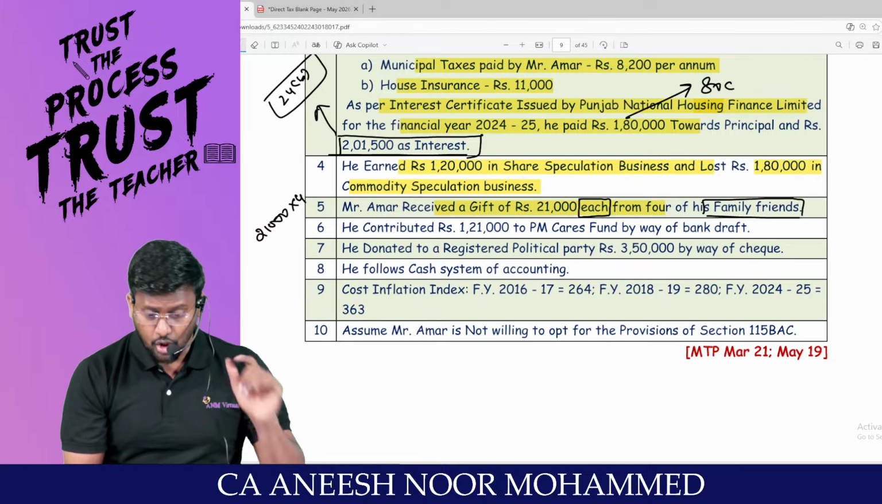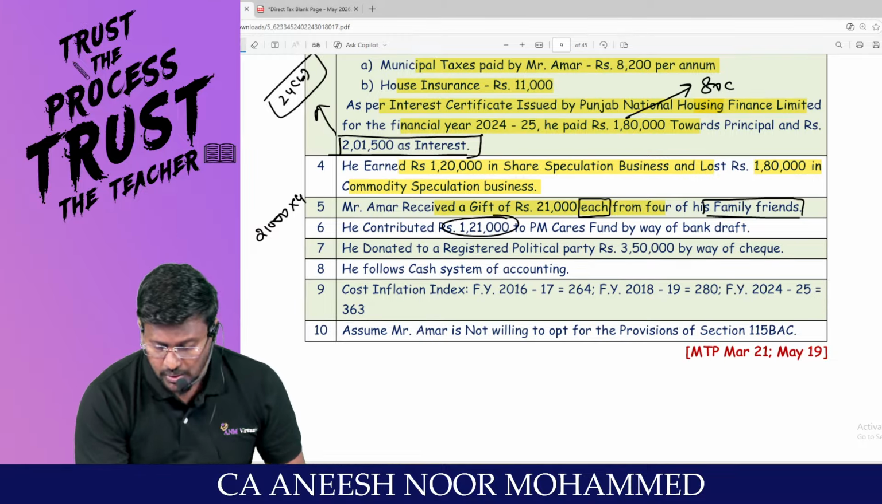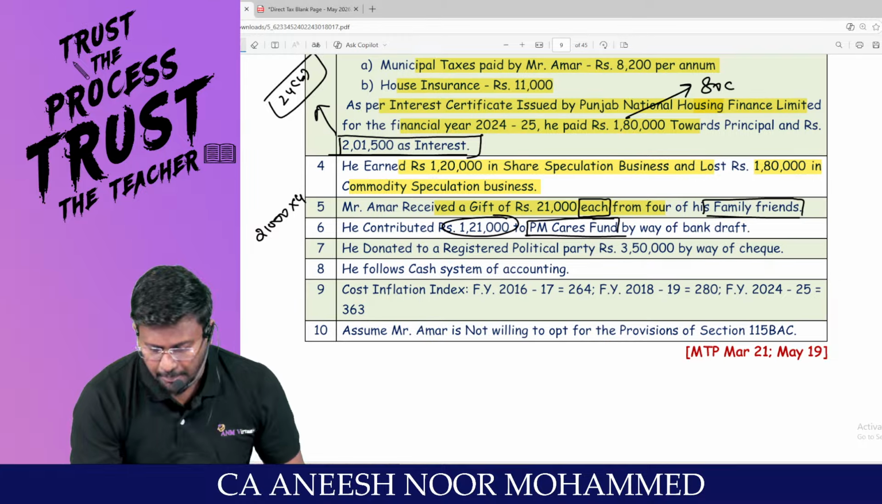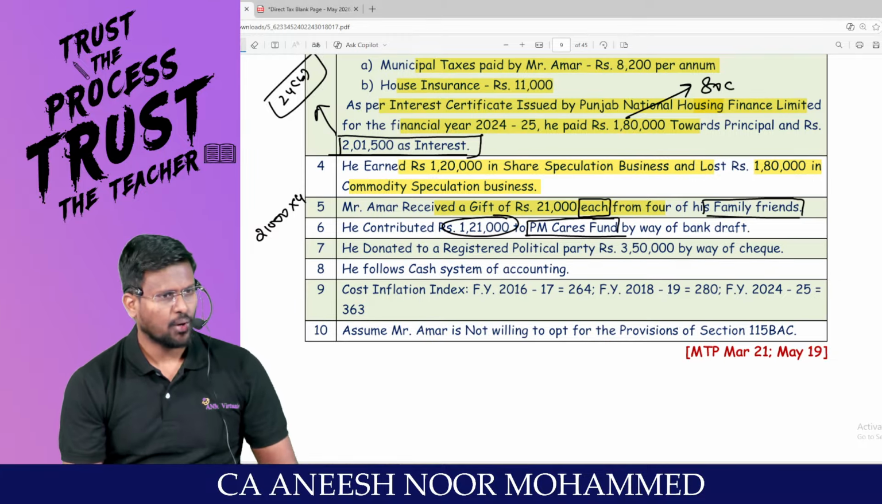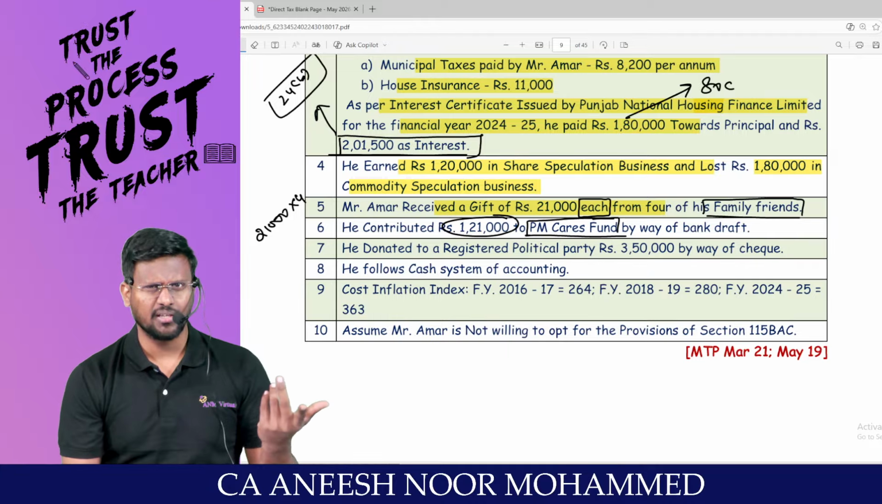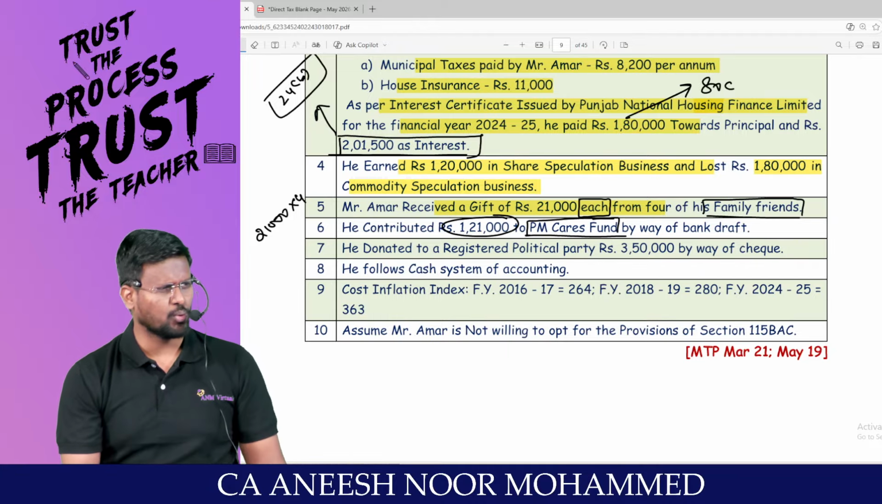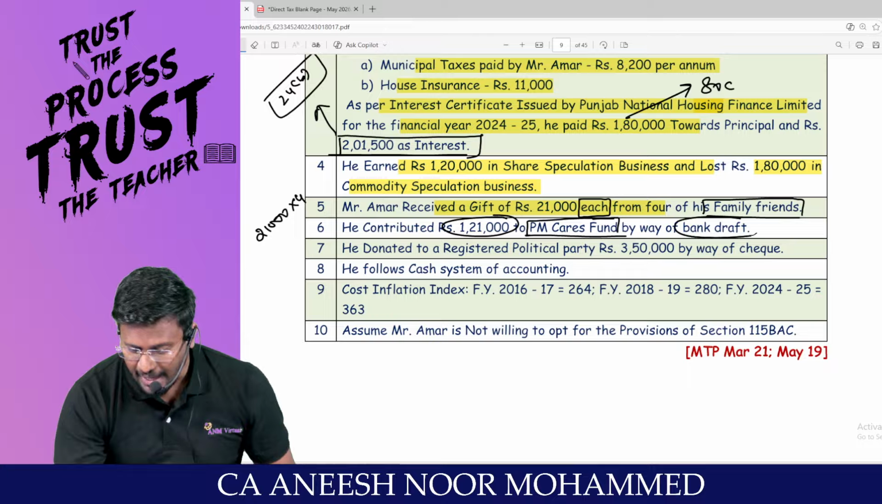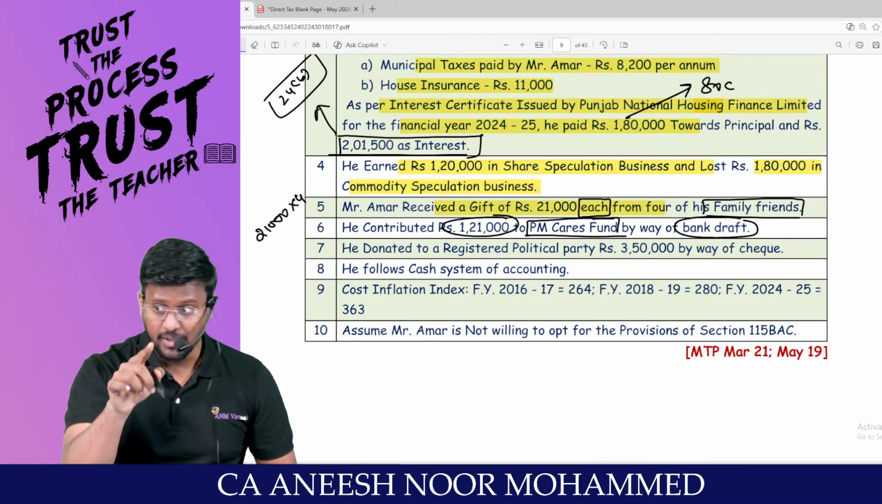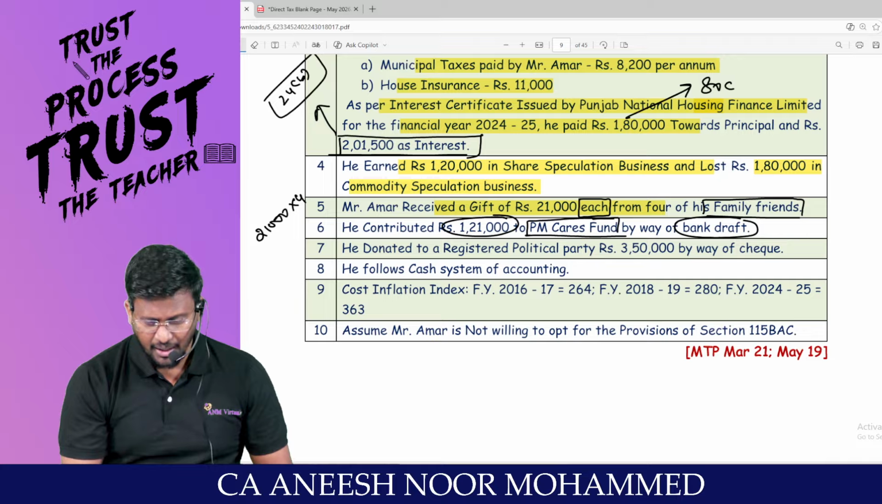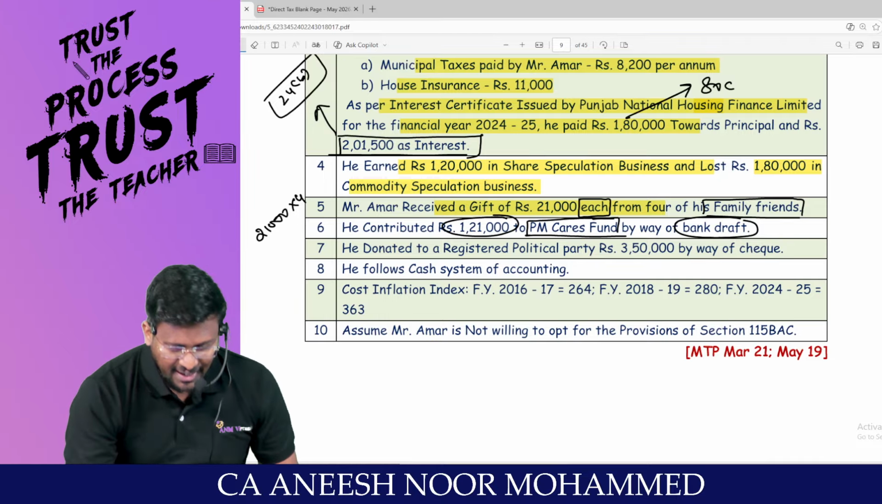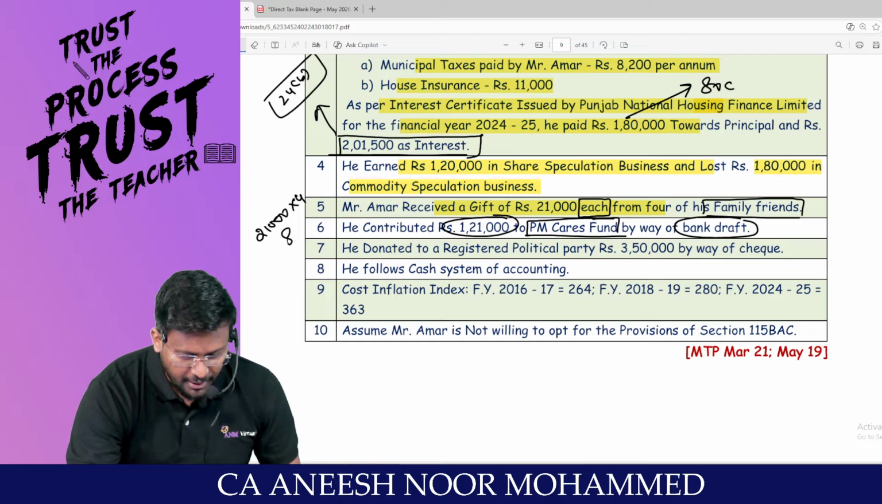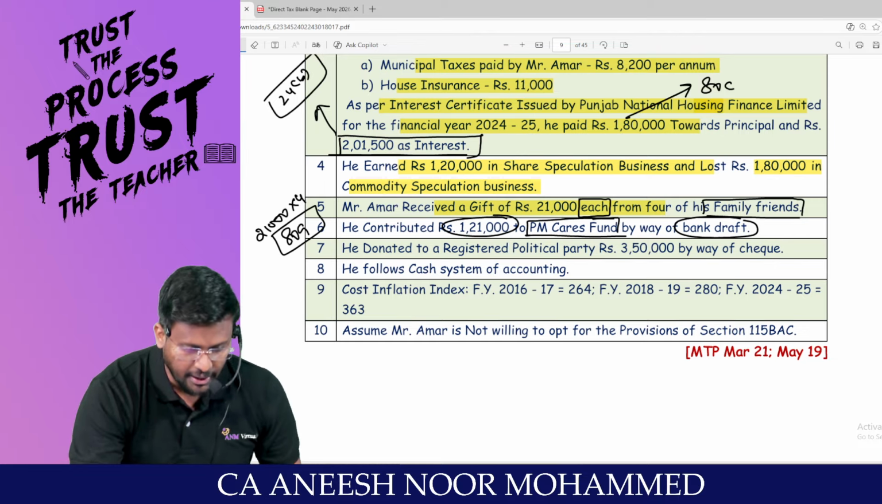He contributed 1,21,000 to PM Care Fund. Who is PM? Modi ji. 100% reduction. By way of bank draft, that is very important. Are you all really with me? So the entire 1,21,000 can we claim as deduction under 80G.